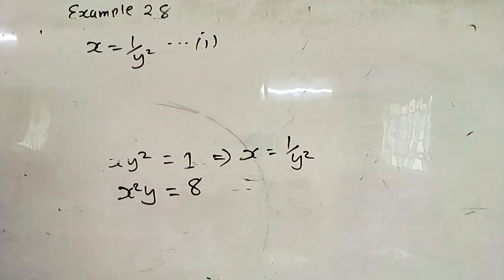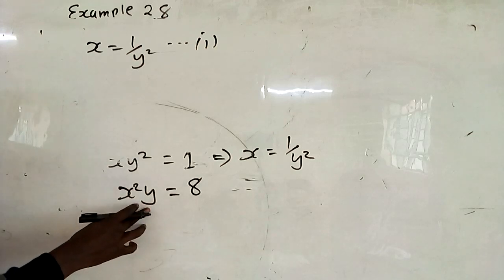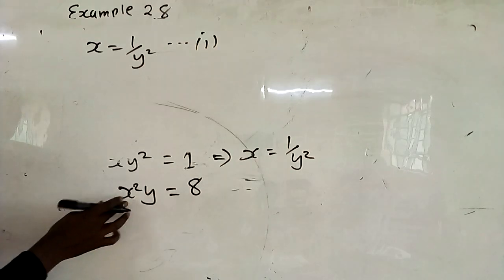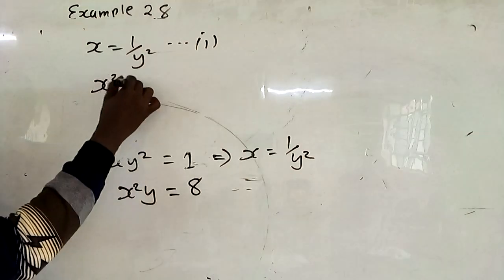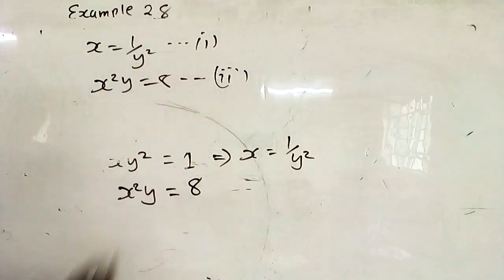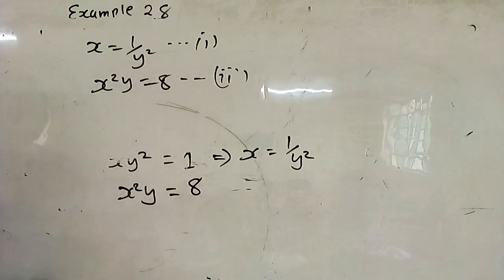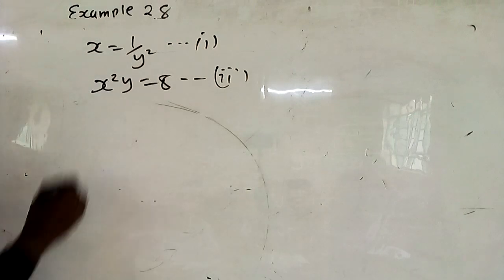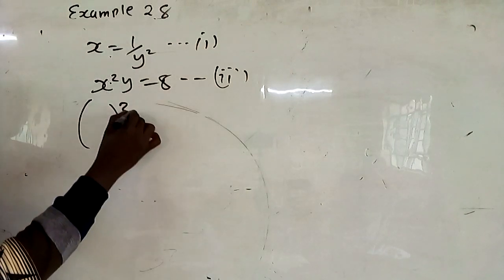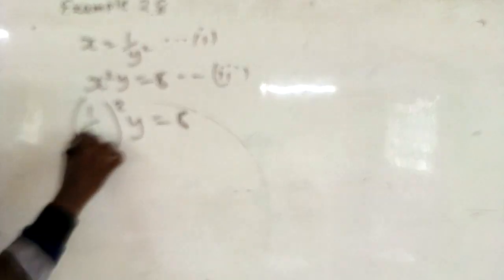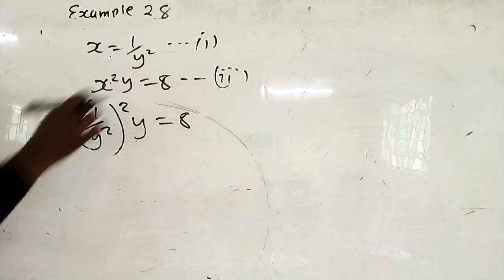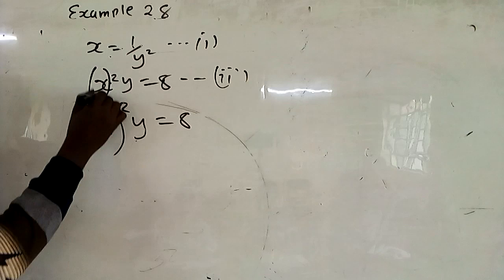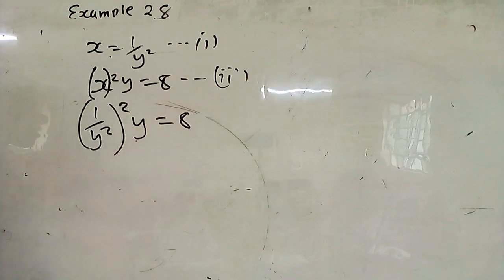So from the two simultaneous equations, we've found that x is 1 over y squared, equation 1. Then equation 2, we found x squared y is equal to 8. You can use any method, substitution or elimination. Here you can substitute for x, so where there is x, you put the value of x. The value of x is 1 over y squared. You substitute the first equation in the second equation, meaning where there is x, you put 1 over y squared.